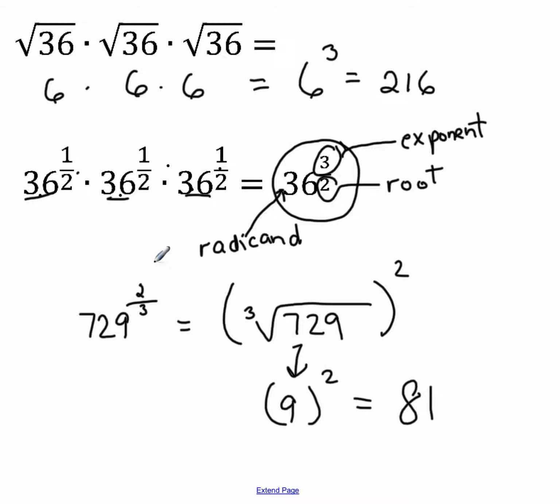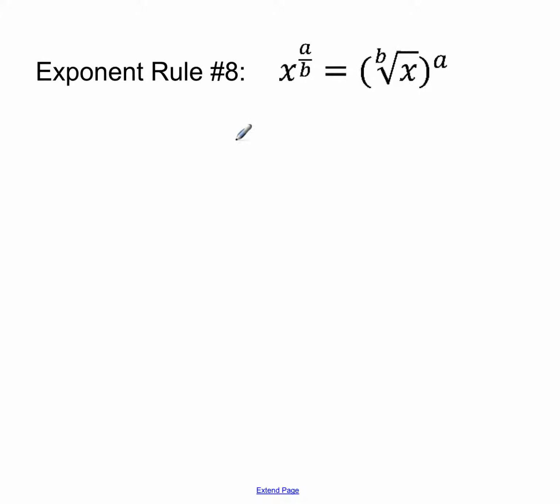Okay, so in a nutshell, this is the rule. If you have x to the a over b power, the b is going to be the root, the radical happens, x is under the radical, or the radicand, and a is the exponent. That is the rule, and I would copy that into your book as your kind of last exponent rule.